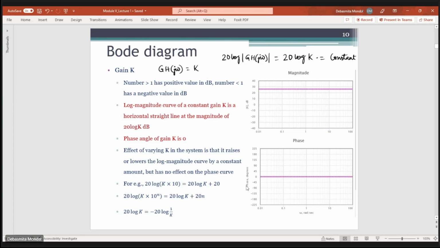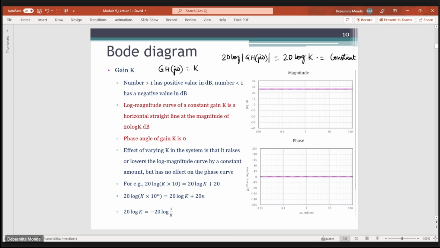And obviously, since this has only the real component, the phase angle of G H(j omega), when that is equal to k, is equal to 0, right? So that means the phase angle is equal to 0. Okay, so this is the Bode diagram for our open loop transfer function, the transfer function being equal to gain k, right?